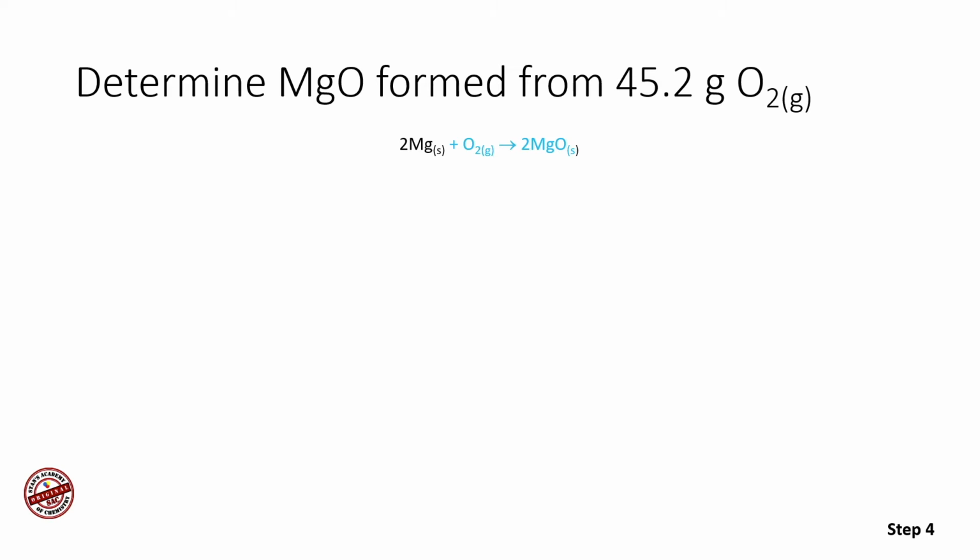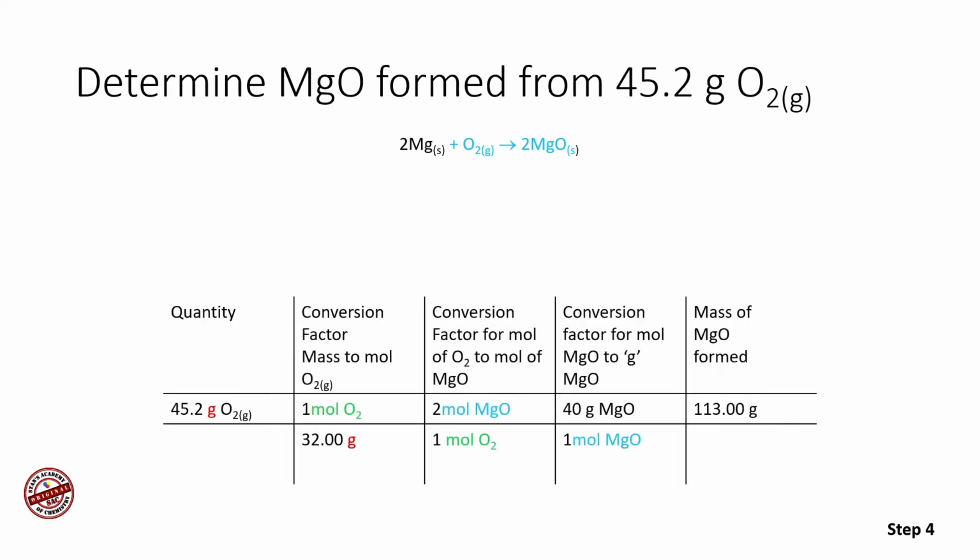Now you will also notice that the number of moles of oxygen is 1 and the number of moles of magnesium oxide is 2. So the ratio is 1:2. So we will write a fraction just like in the previous case. So we will start with oxygen this time. The quantity of oxygen given is 45.2 grams. And the first thing to do would be to convert 45.2 grams to moles.